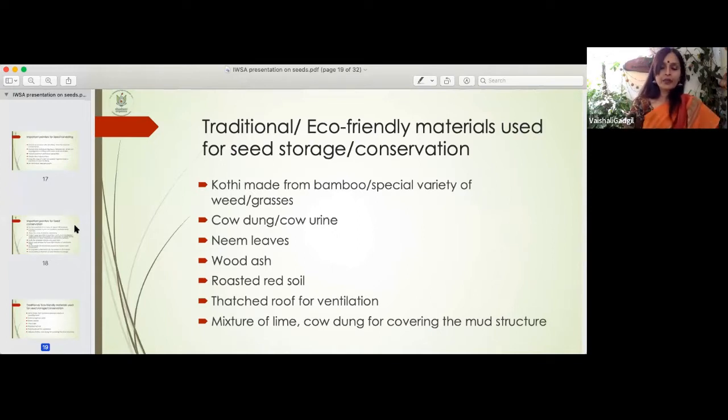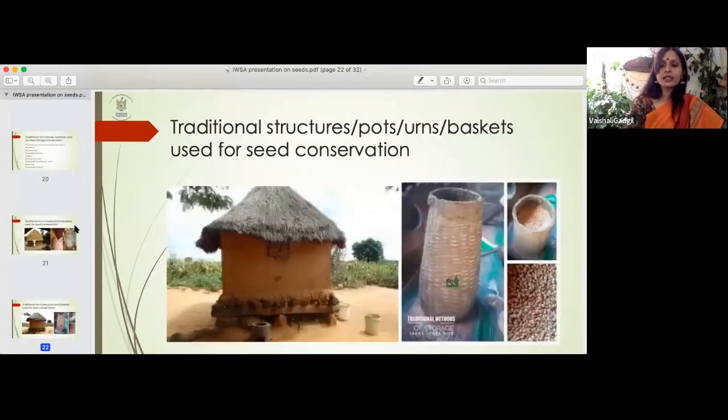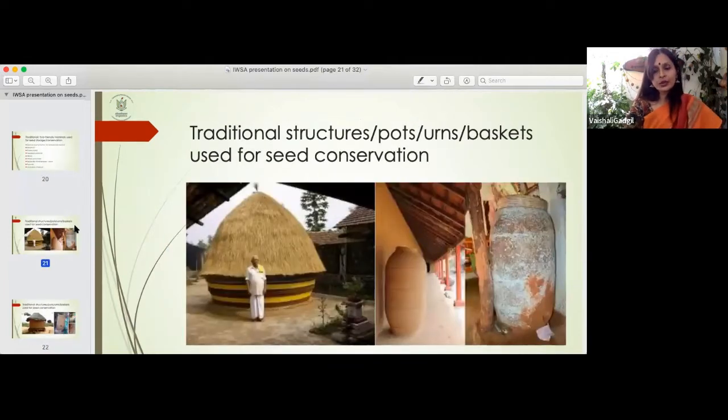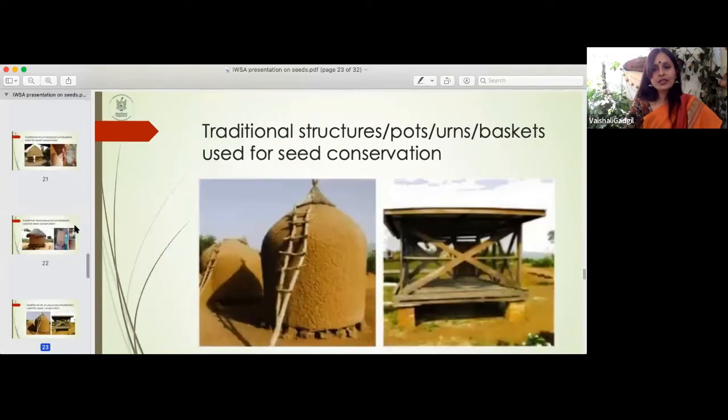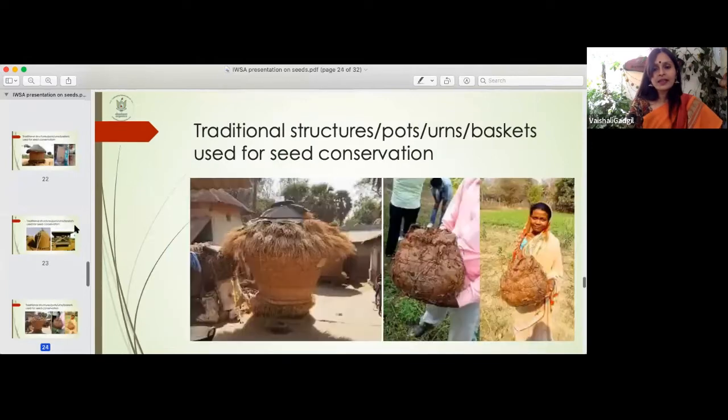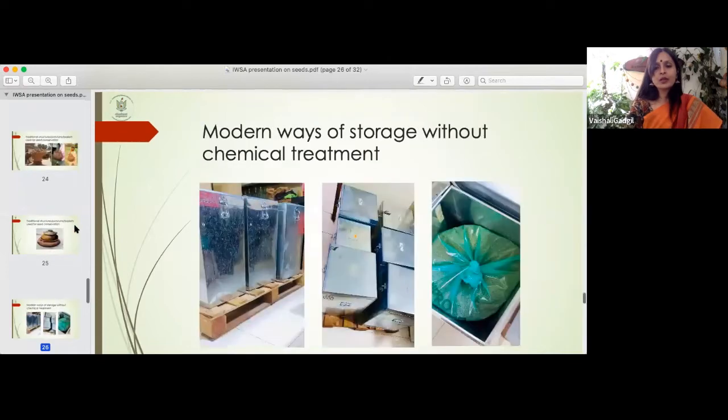There are other ways you can use. These are some structures just to show you. These are used in some parts and still it looks beautiful, isn't it? In the tribal belt, some structures are still using mud pots. And these are the modern ways of storage because of the limitations that we have. It has to be kept above the ground so that when it is too cold or too hot, it is not transferred.